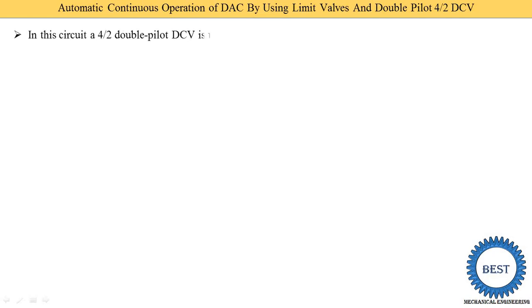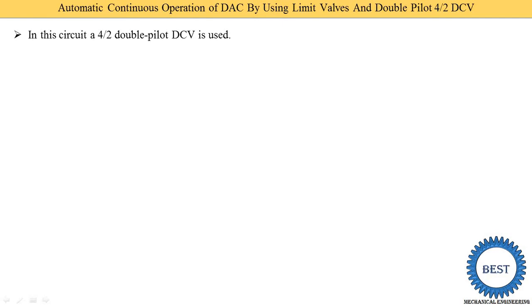So in this circuit, a 4x2 double pilot DCV is used, meaning a 4x2 directional control valve. And what is the meaning of limit valve? A limit valve is also one type of directional control valve. For controlling the 4x2 directional control valve, we use limit valves, and a limit valve is a 3x2 directional control valve. Means by controlling the positions of the 4x2 DCV, we use the 3x2 DCV.